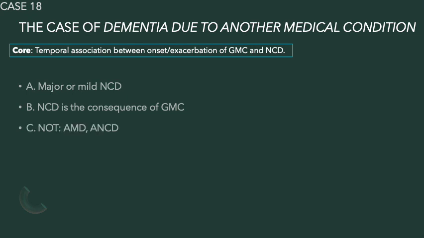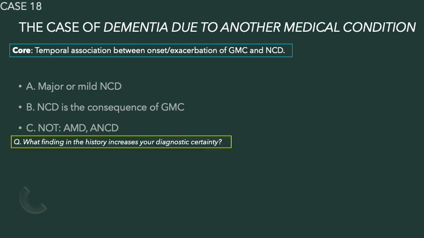So this is the case of dementia due to another medical condition, the core feature being a temporal association between onset or exacerbation of a general medical condition and neurocognitive disorder. Criteria include presence of major or mild neurocognitive disorder. Neurocognitive disorder is the consequence of the general medical condition. It's not due to another mental disorder or another neurocognitive disorder.